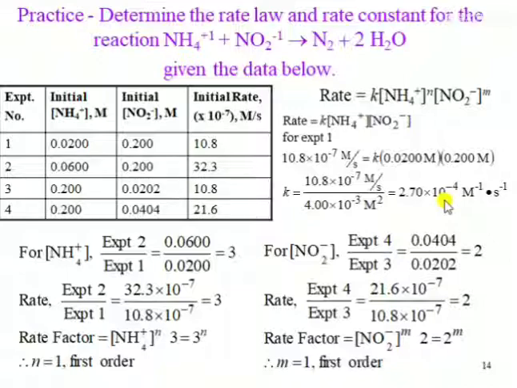I again revise that this initial rate method is basically used for reactions which have more than one reactant. What you do is keep one of the reactants constant and change the other, and you see what effect this has on the rate of the reaction. I hope you have understood well, and we will now continue with the numericals on the Arrhenius equation.